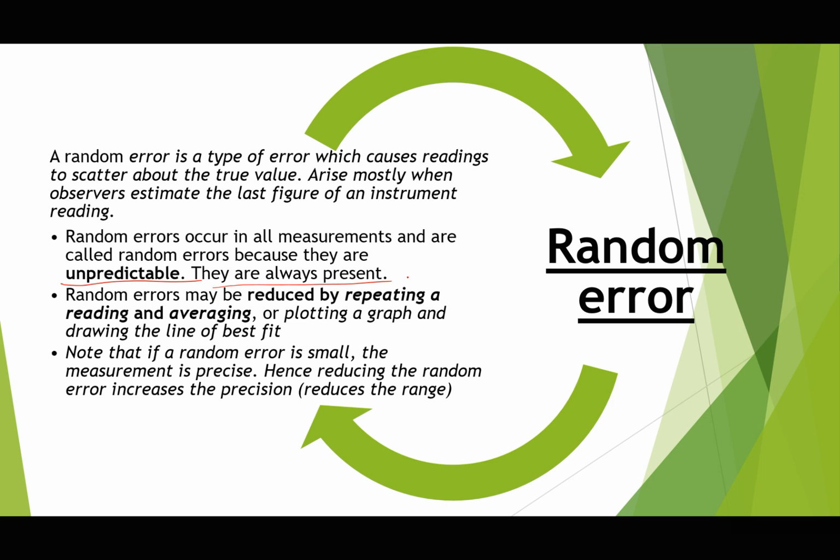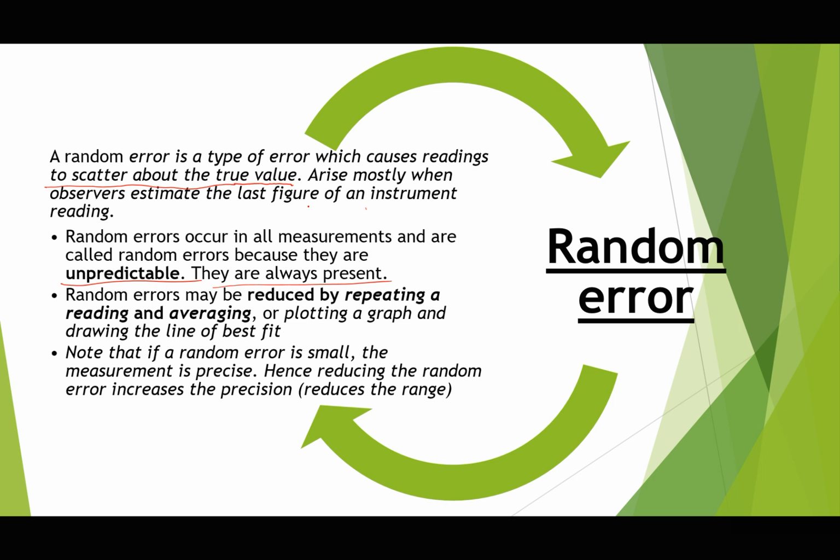You cannot always take a measurement from the same position. You cannot always take a reading from the scale from the same angle. Therefore, random errors will cause readings to scatter about the true value. Because they scatter about the true value, the readings will either be above or below the true value. That means they do not affect the average. The average is not affected. And because the average is not affected, the accuracy is not affected.